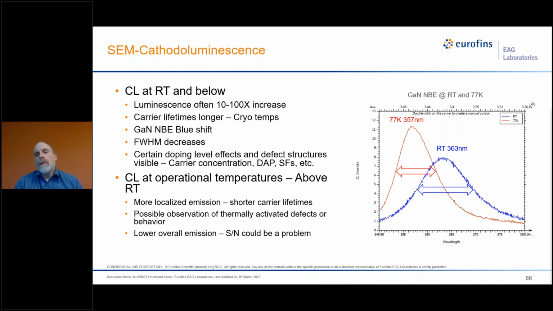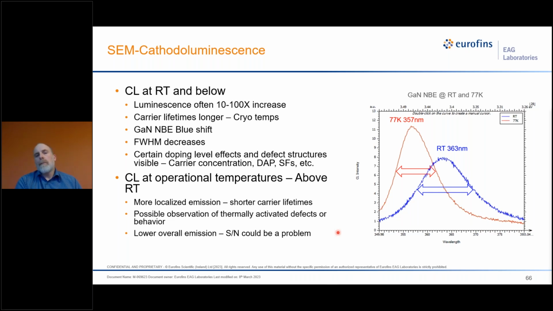There is typically a blue shift of the near band edge emission in GaN, which you can see over here to the right, as well as a sharpening of the emission. So the full width half max of the emission decreases with temperature. So that allows you to resolve distinct emissions a bit better. And so this gives you access to understanding a bit more about doping level effects and defect structures that would be otherwise not visible at room temperature.